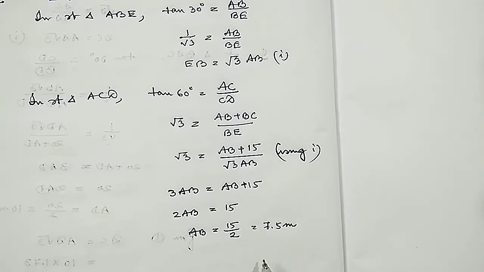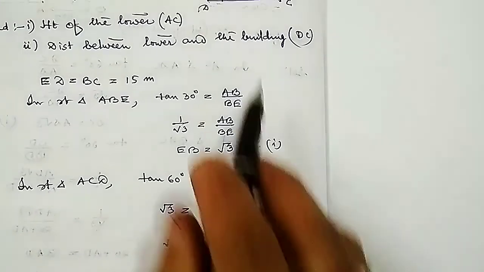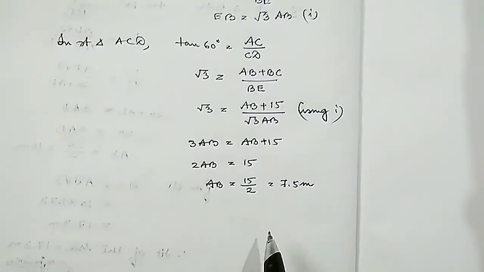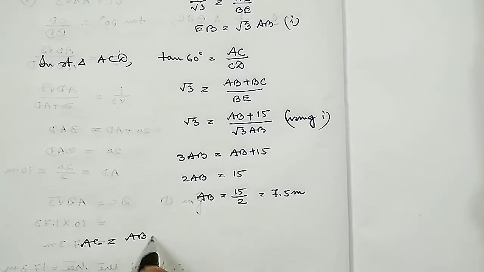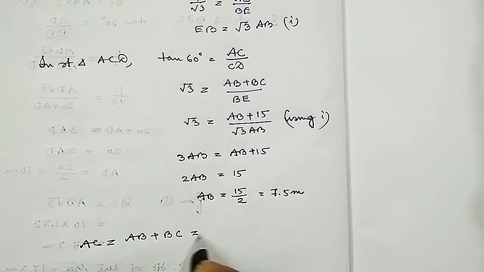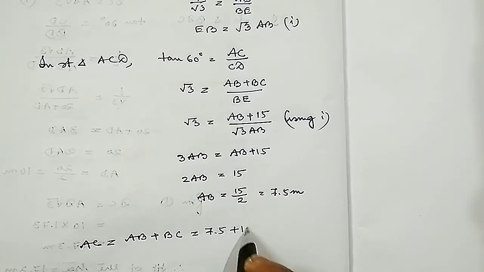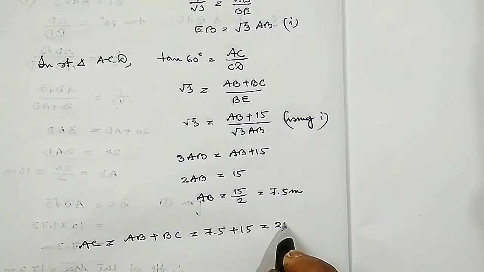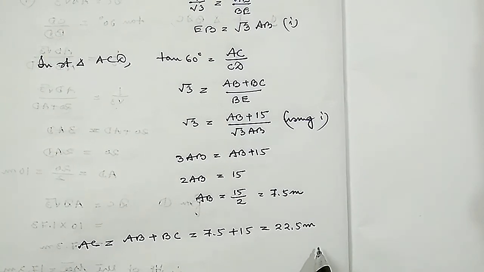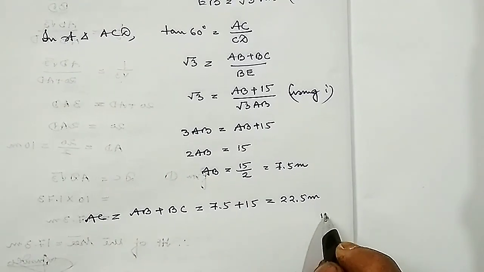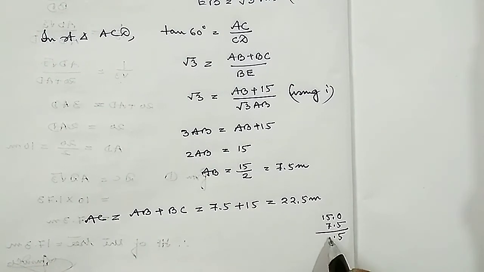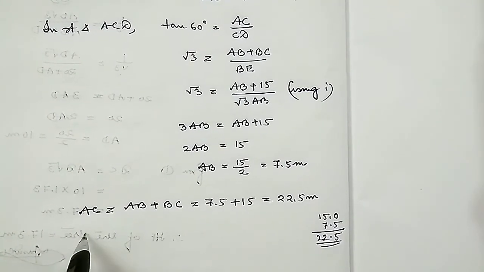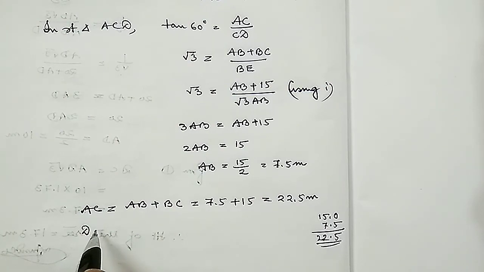Okay, so we got AB. Now we have to calculate the height of the tower. Height of the tower is AC. So AC equals AB plus BC. AB we got 7.5 and BC is 15. That will give me 22.5 meters. If I add 15.0 and 7.5, I will get 22.5. Clear? And the second thing that we need is DC, the distance between the tower and the building.